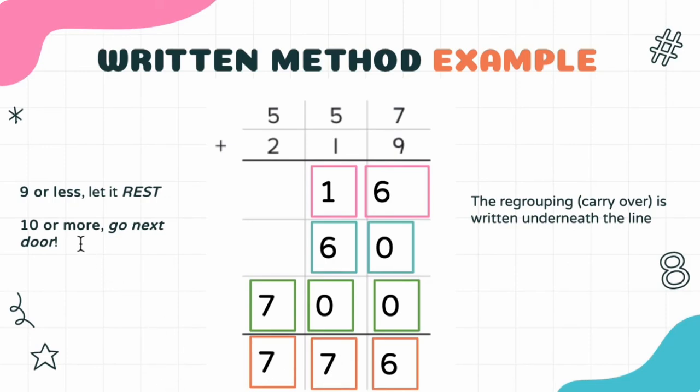So again, the phrase we use in our class is 9 or less, let it rest. 10 or more, go next door. So for example, in 16, we left what was in the ones, we took the 10 and we took it next door to the left.